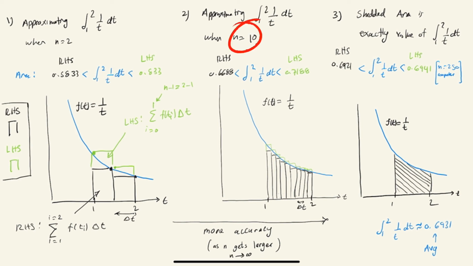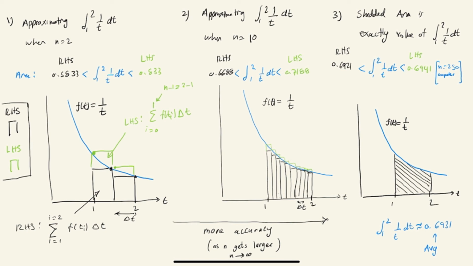For the second case, we have n equal to 10. That means now we have 10 rectangles representing the area under the graph of 1 over t going from 1 to 2. Now, notice here we have a larger n, therefore we have more accuracy, since we're going to minimize these extra areas or these missing areas. And then for the third case, remember the definite integral is the shaded area. It's exactly the shaded area here going from 1 to 2.